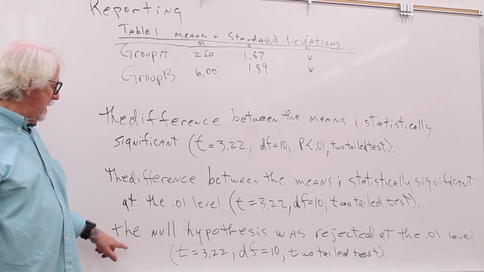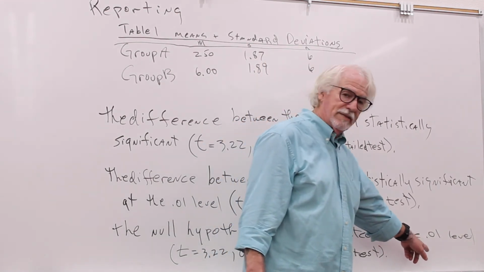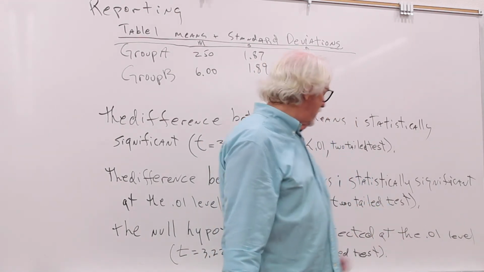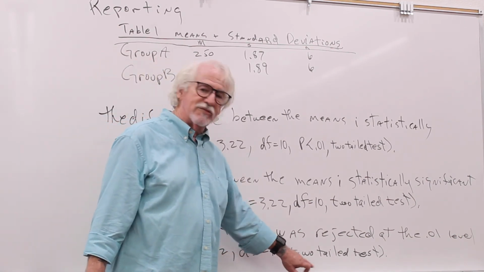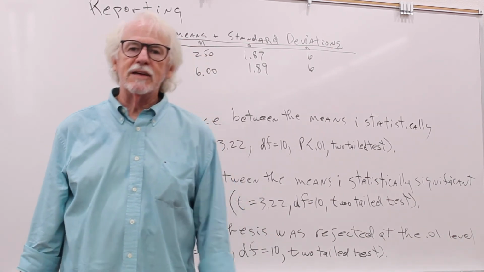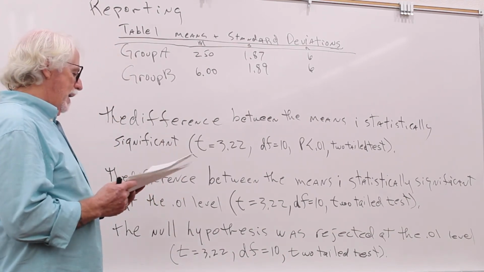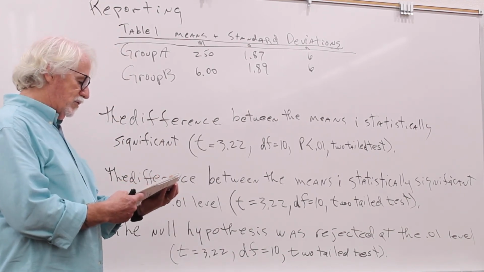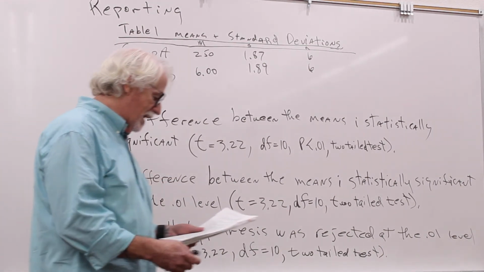Another way is the null hypothesis was rejected at the 0.01 level, right? And then in your parentheses, the same thing, the value, the degrees of freedom, and the test that you used. Now, this shows statistical significance. This is how we say it, right?